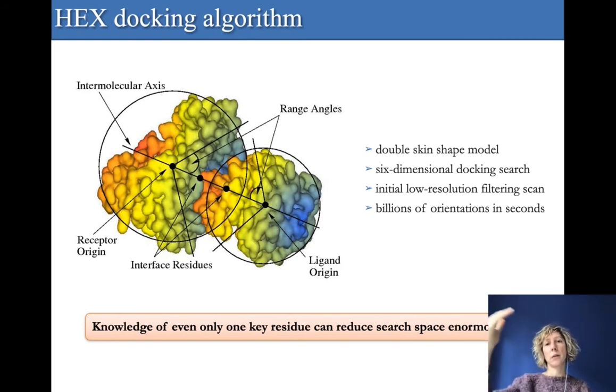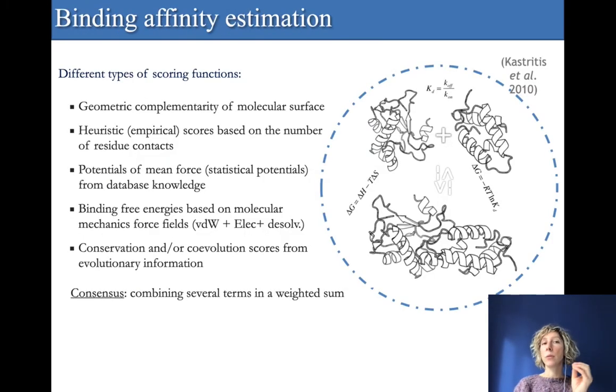So typically what Hex does is first scan at low resolution with a few functions in the basis set, and it can generate billions of orientations in seconds. And then it will refine with a higher resolution. So if you only know one key residue, you can drastically reduce that search space. So if you know some context, it can be very useful.